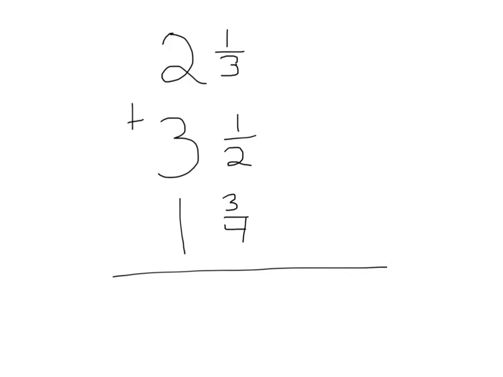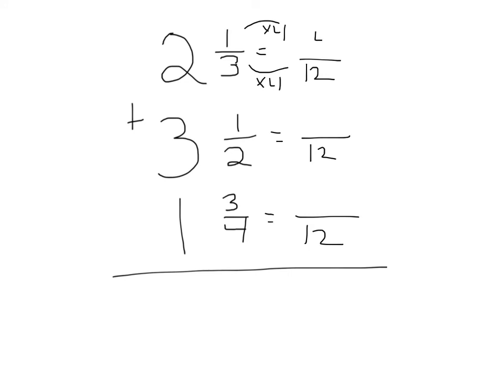Let's look at another one. So I'm going to add these numbers. The first thing I need to do is find a common denominator, and it is 12 because 3 divides into 12, 2 divides into 12, and 4 divides into 12. Now I need to make my equivalent fractions. 3 times 4 is 12. 1 times 4 is 4. 2 times 6 is 12. 1 times 6 is 6. And 4 times 3 is 12. And 3 times 3 makes 9.